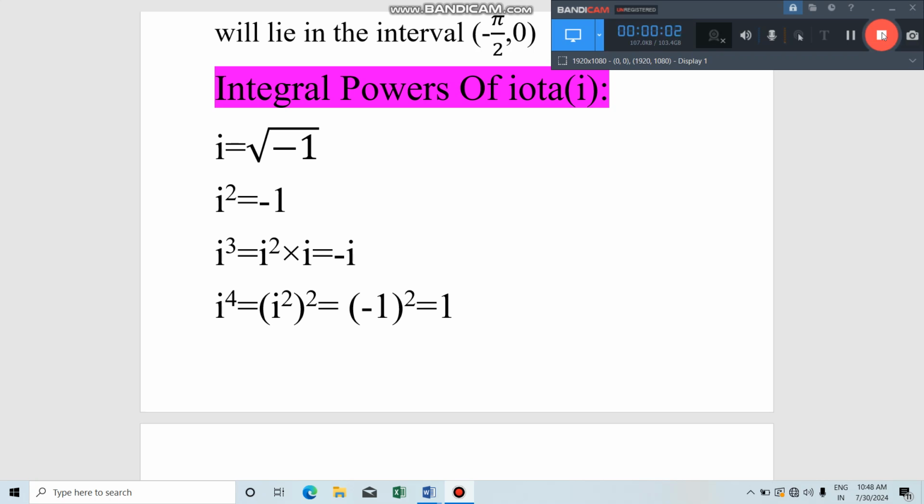Hello everyone. Today we are going to know about some theoretical concepts of complex numbers. So let's proceed.